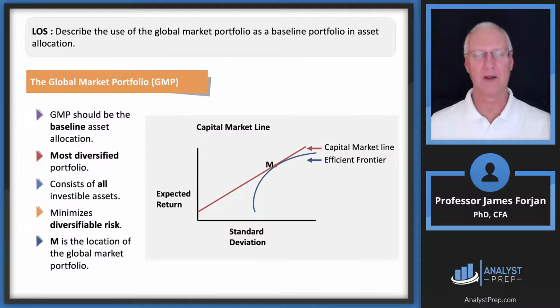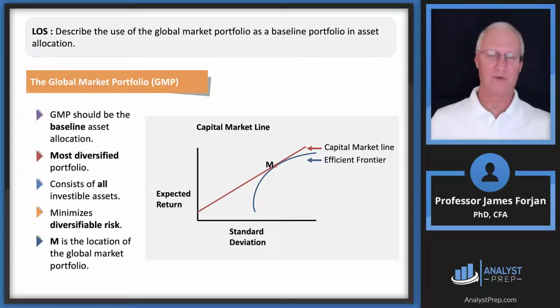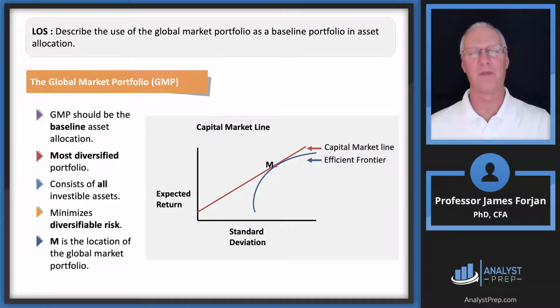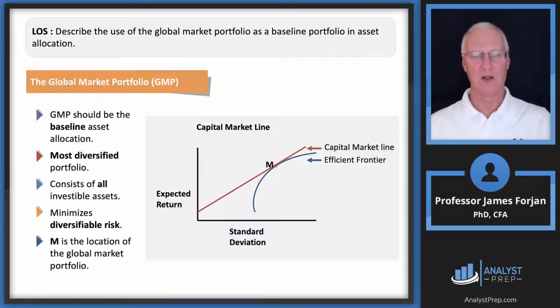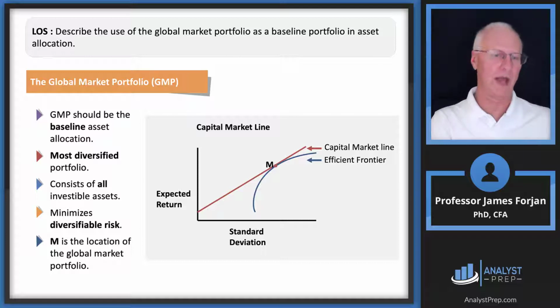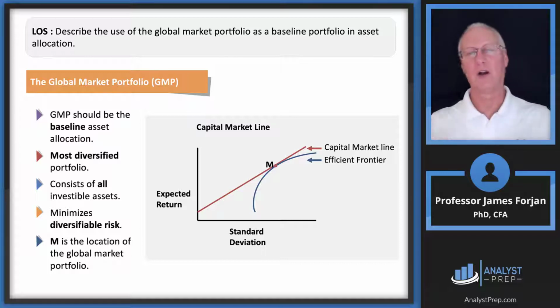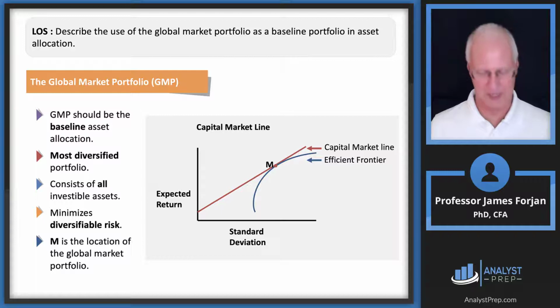Then, and let me go back here, to go to the lending portfolio on the left side and the borrowing portfolio up on the right side, look at what we've written there in that second arrow point. To deviate from the global market portfolio, an analyst would need to articulate an argument as to why it was justified. And that makes perfect sense because it might be justified because our client doesn't like risk. We go down towards the left. Our client might love risk, so we go out and to the right.